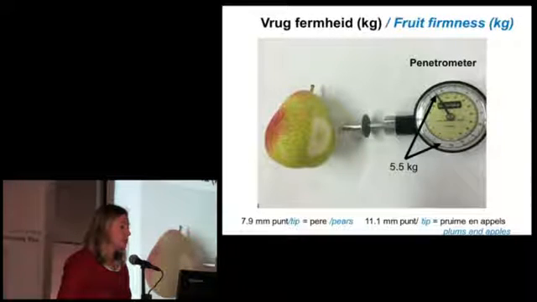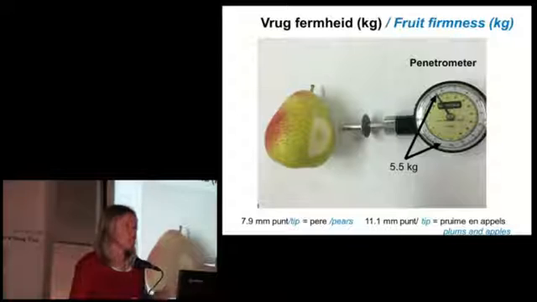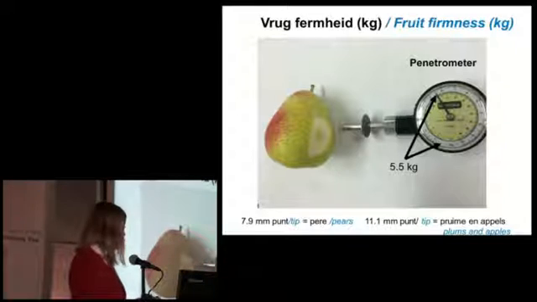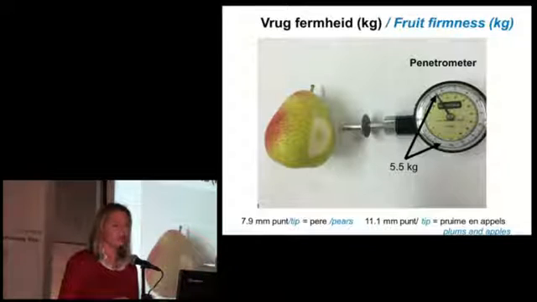What is also important to note is that the 7.9 millimeter, the thinner tip, is used for pears. Now, if one thinks of a ripe pear, it actually goes quite soft. But when you harvest a pear, it's incredibly firm. And if we would use a thicker point there, it would go right around. So that's why it has got a thinner point.